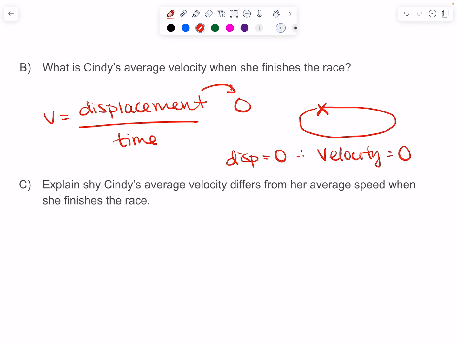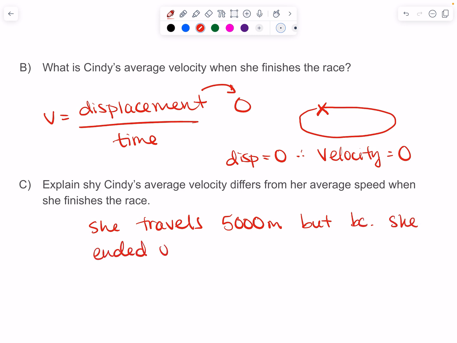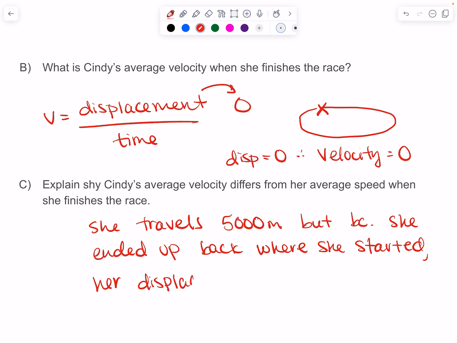So why does her velocity differ from her speed? She travels 5,000 meters, but because she ended up back where she started, her displacement was 0.